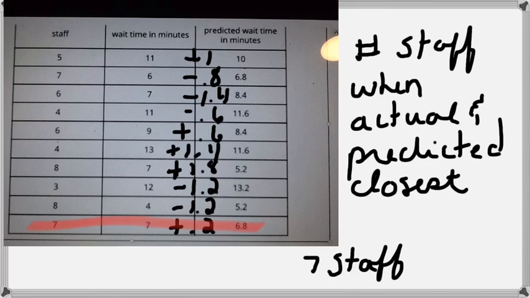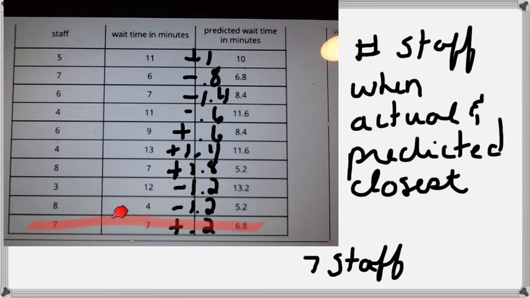since the table is a lot easier to read, I'm using the table, and all I did is just went down here really quick and looked at the difference between the actual wait time and the predicted. So for instance here it's showing that you waited 1 minute longer than the predicted time. Here you waited an eighth of a minute less than the predicted time, and so on.